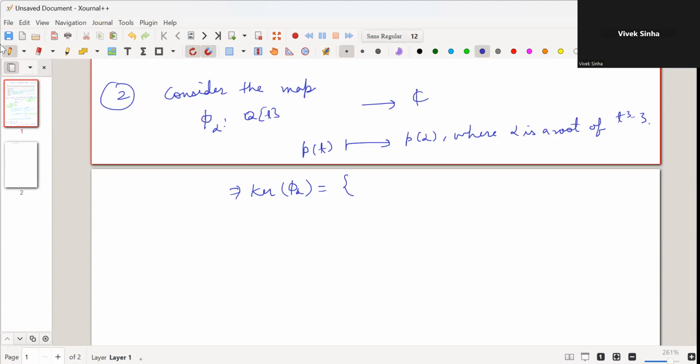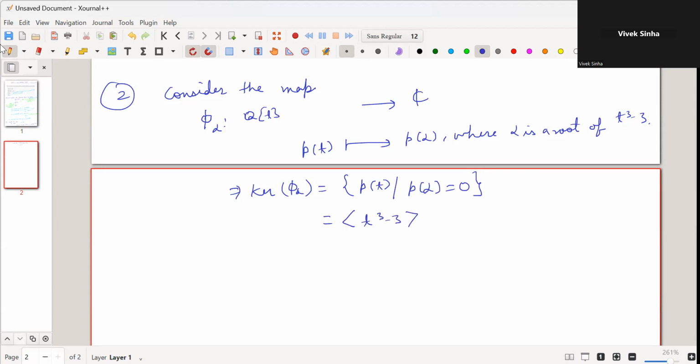C will work. Okay. So now the kernel of phi alpha will be all those polynomials P(t) such that P of alpha is 0, right? Yes. And now this is nothing but the ideal generated by t cube minus 3, because this is irreducible over Q, so it cannot have factors. The smallest polynomial that is satisfied by alpha is t cube minus 3. That's why it's the ideal generated by t cube minus 3.